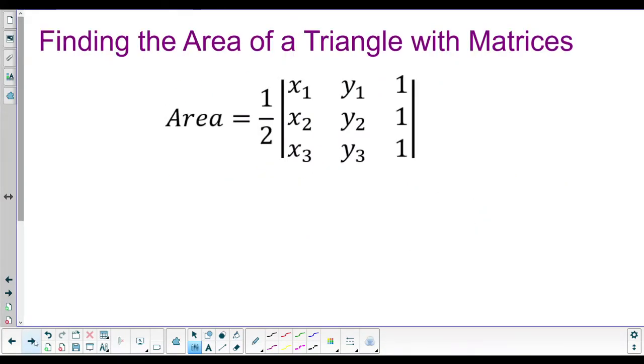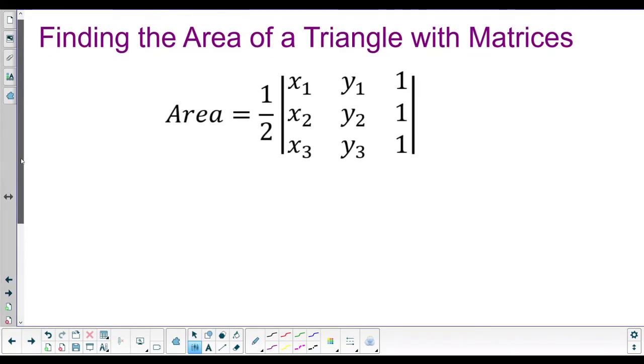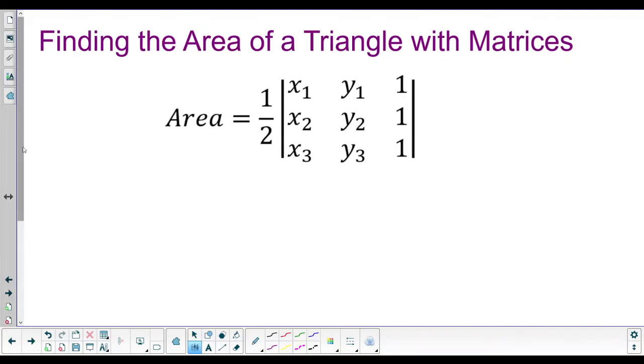The last thing we have to talk about is finding the area of a triangle with matrices. This is really good. I mean, I wouldn't teach it to you if it weren't useful for something, right? Actually, that's probably not true. Is that true? Do I teach you any unuseful math? Mr. Barton, everything you teach us is unuseful math.